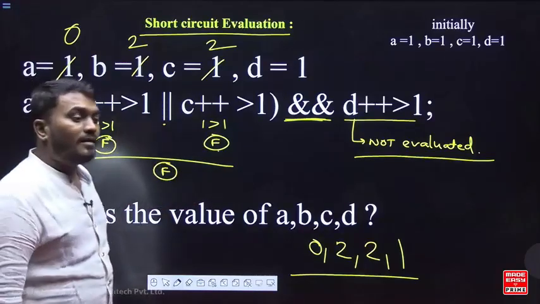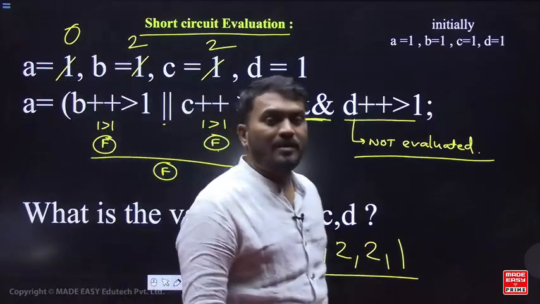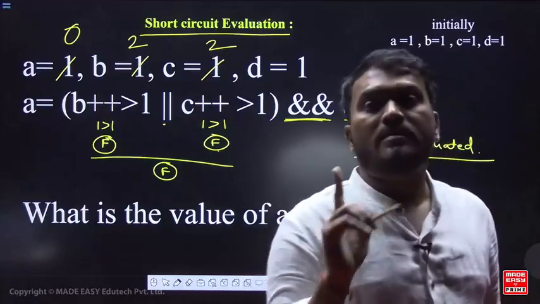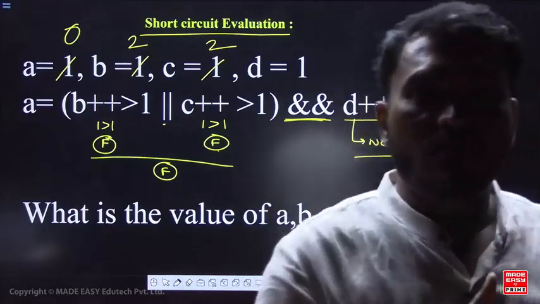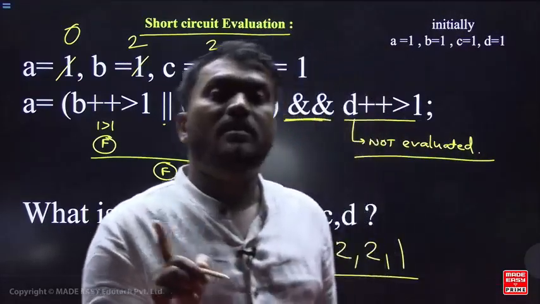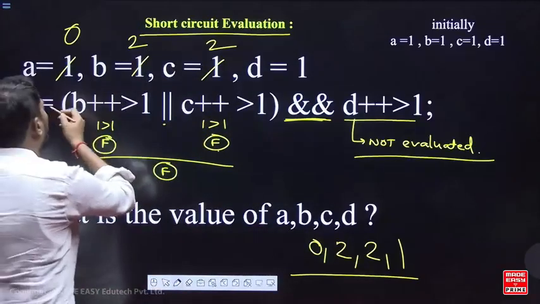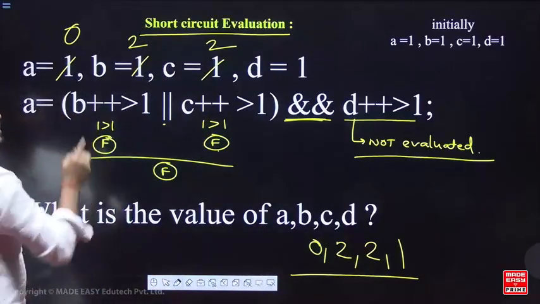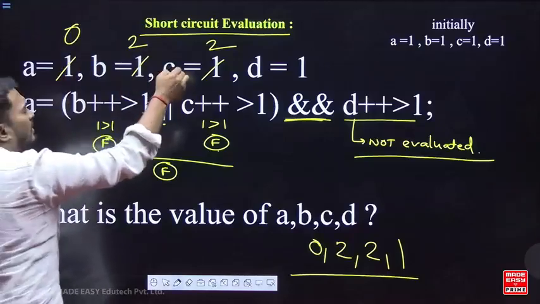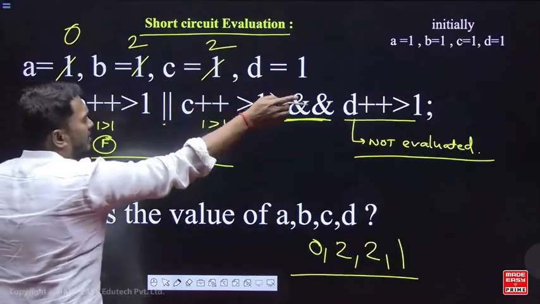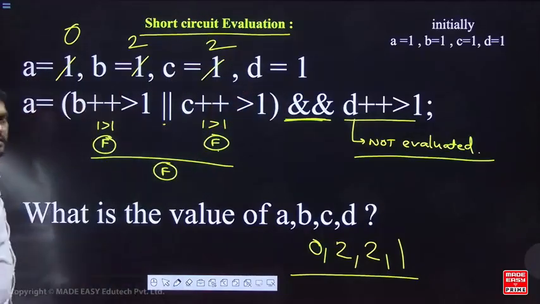I told already all the relational and logical operators return 1 or 0. If the expression is true, it returns 1. If the expression is false, it returns 0. So 0 will be assigned to A. So A value will be 0, B value is 2, and C value is 2. D is not evaluated, so D value remains 1. Is this clear for everyone?